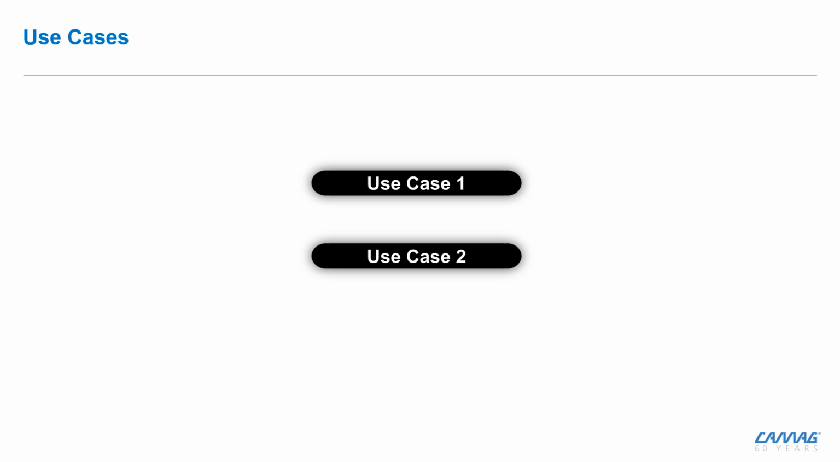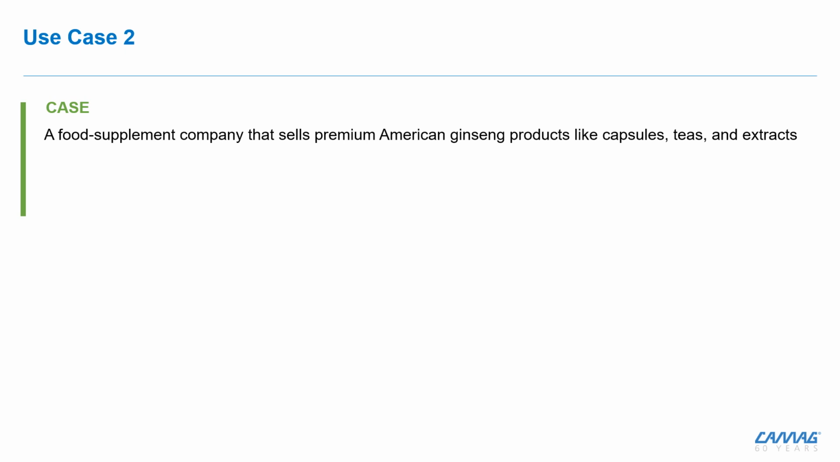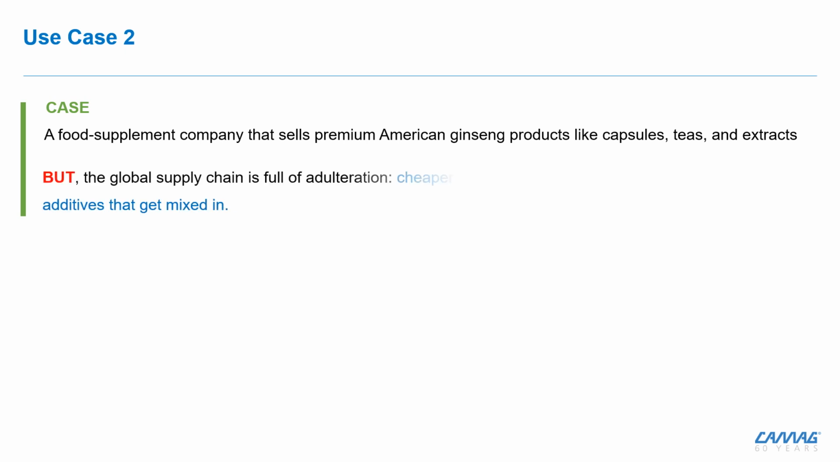Let's have a look at our second example. In this example, let us consider a food supplement company that sells premium American ginseng products like capsules, tea, and extracts. This is a high-value market and a very important medicinal plant.